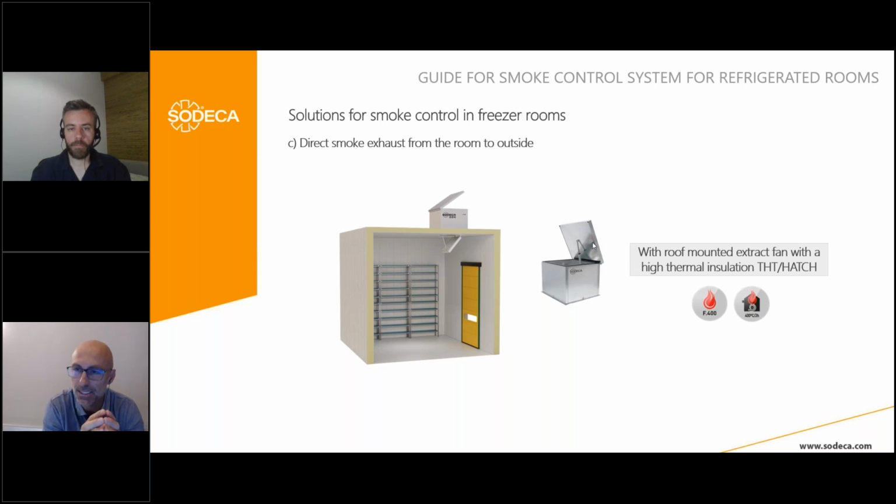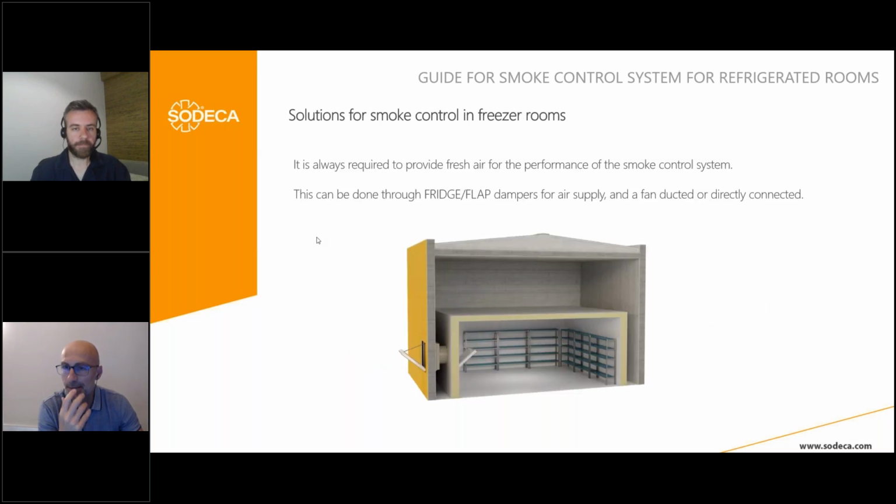Finally, we have the case of self-supporting refrigerated rooms, where the damper is located directly below the extract fan. In this case, we don't have another building. The chamber is the building itself. So in this case, we have the fridge flap here, and just over the fridge flap, we have the extract fan.